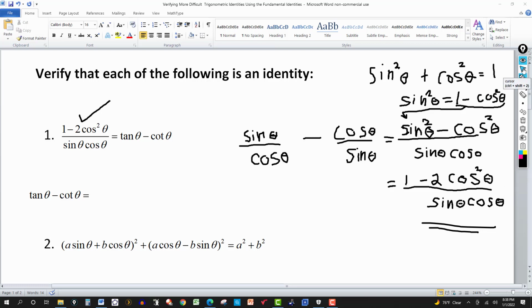There's not that much more involved. If I were to go to the other side and take the 1 minus 2 cosine squared theta over sine theta cosine theta. Well, let me go ahead and clear this. That would be it. Again, if you're asked to verify or confirm or prove an identity, you just got to show that one side, either the left or the right, simplifies to the other side.